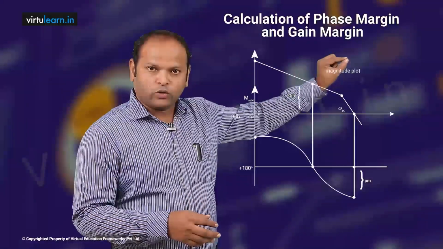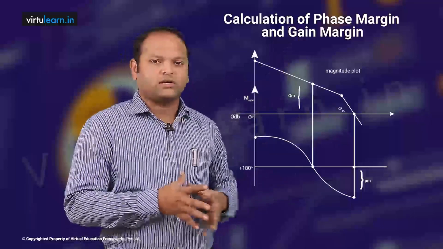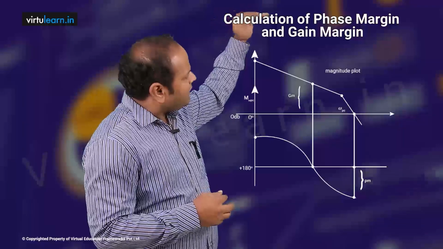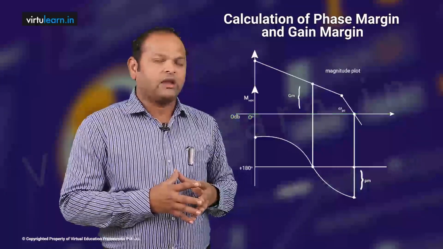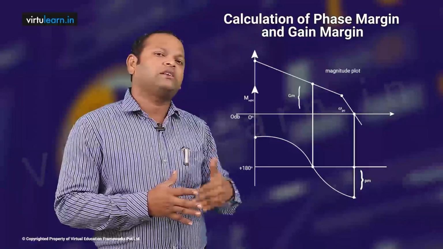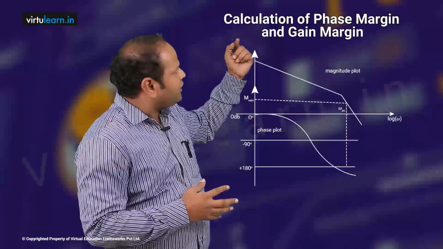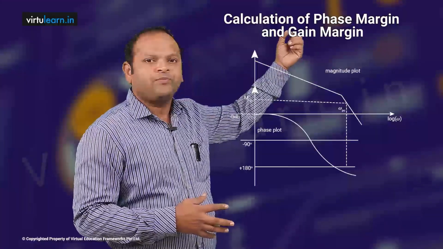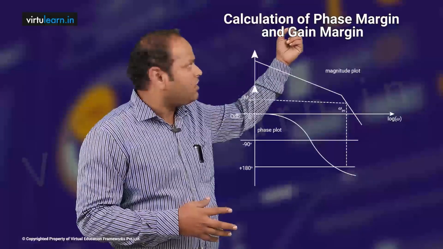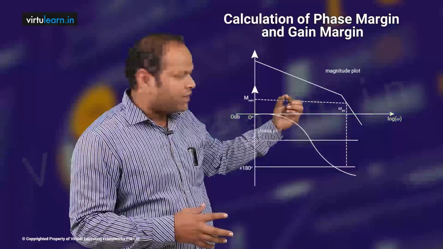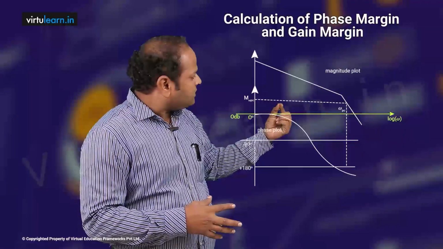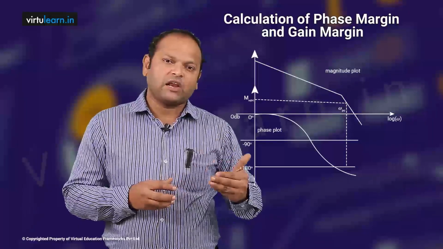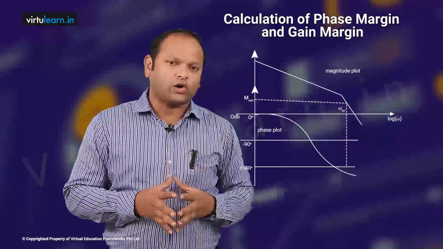Now look at the 0 dB line where the magnitude plot is crossing. If the magnitude plot is not crossing, we can try to extend the line onto the 0 dB line if it is possible. If it is not possible, we can say there is no omega GC at all. In this particular plot, I have the 0 dB line and it is crossing at this particular point, that is omega GC. Once omega GC is available, you extend a vertical line onto the phase plot. That point is called phi GC, the phase angle of G of j omega at the gain crossover frequency.